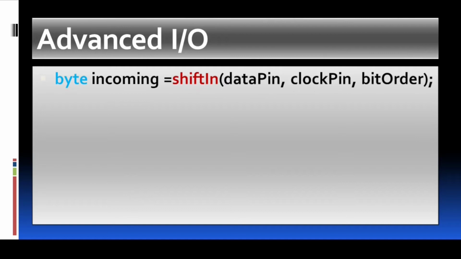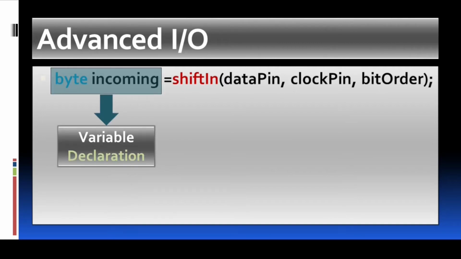Next advanced I/O function is shiftIn. This is used to receive data serially. This function receives a byte, but one bit at a time. You can choose from which side you want to start receiving your bits. It's either left side or right side, or you can say LSB or MSB. First we declare a variable to put the data received in it.